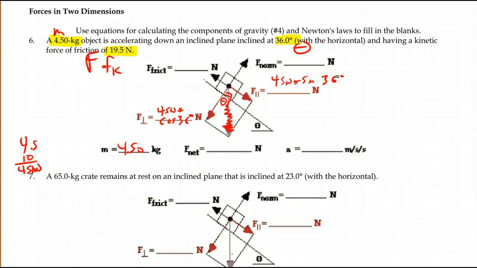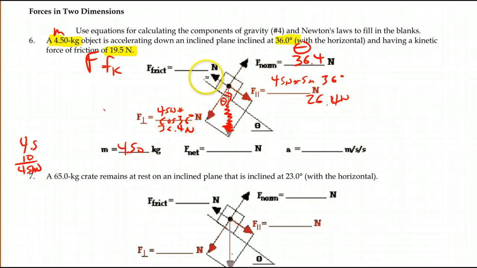Okay. As long as your incline is less than 45, the perpendicular component, which is going to be equal to the normal component, is going to be greater than the parallel portion. So 45 times the sine of 36 is 26.4 newtons. And then 45 times the cosine of 36 is 36.4 newtons. You can round that to 36. Either way, this is going to be equal to the force that's perpendicular.